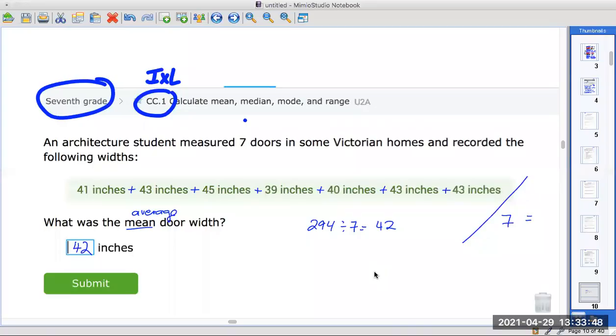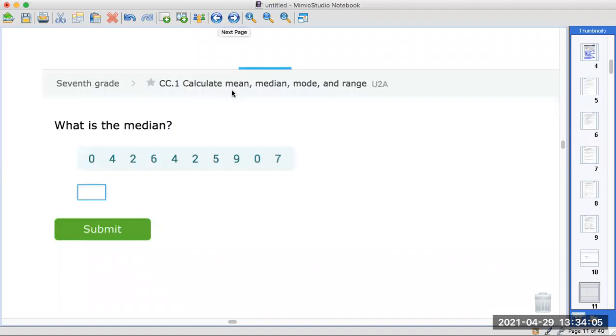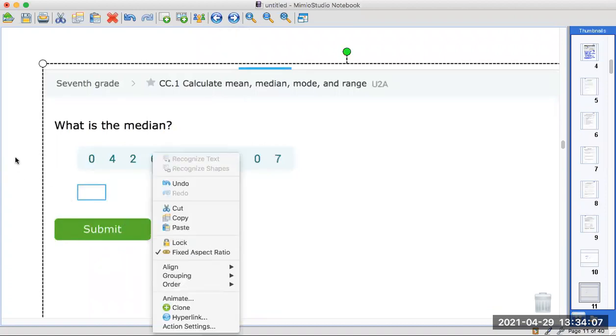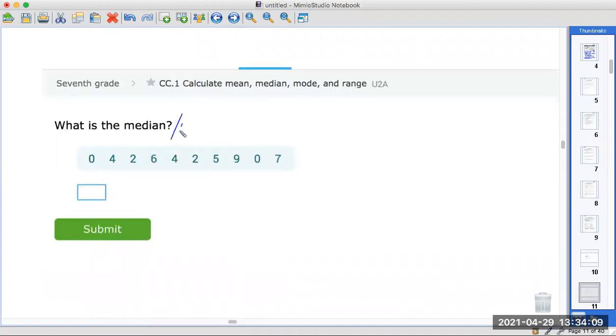Okay, so I found the sum is 294, and then you divide by how many doors there are. There's 7, and the answer is 42. So that's the average. Some of the questions might say round to the nearest tenth. You have to know how to round up and down. Otherwise, you're going to still get it wrong. The median is the middle number, but you have to put them in order.